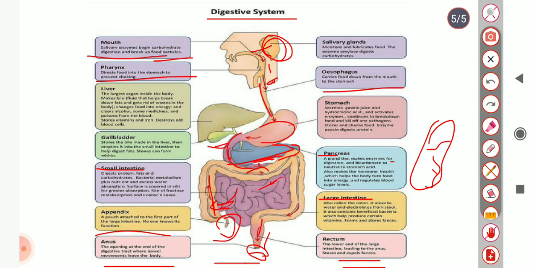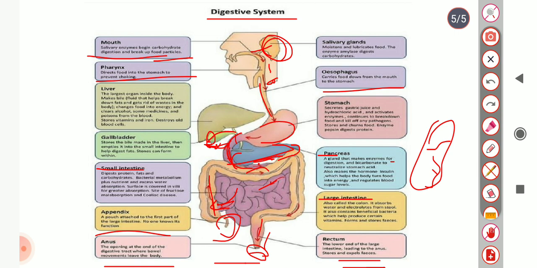This is the gallbladder. The gallbladder is a gland that stores bile salt made in the liver, and then empties it into the small intestine. This bile salt is released through the bile duct into the duodenum of the small intestine, and stones can form inside the gallbladder.